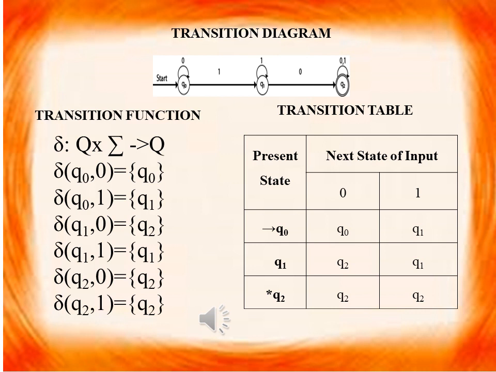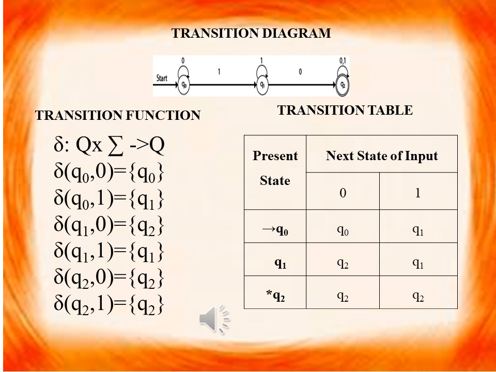In the transition table, the same transition function will be applied. By using the transition diagram we can form the transition table. By using the transition function also we can form a transition table. In the present state column we need to represent what states are available in the transition diagram. Here three states are available: Q0, Q1 and Q2. Q0 is the starting state, which we represent with an arrow, and a star represents the final state or accept state.